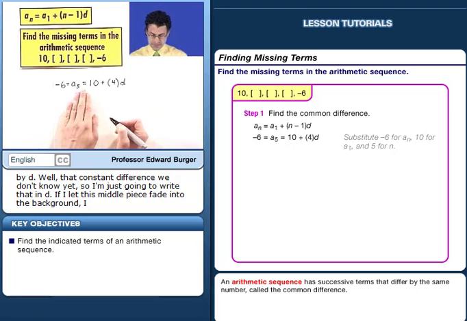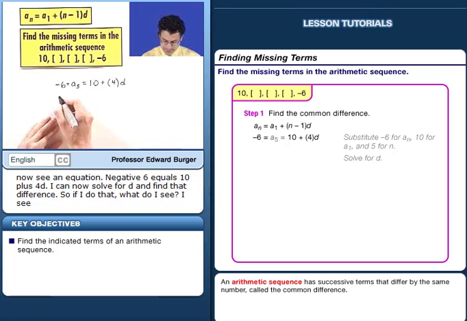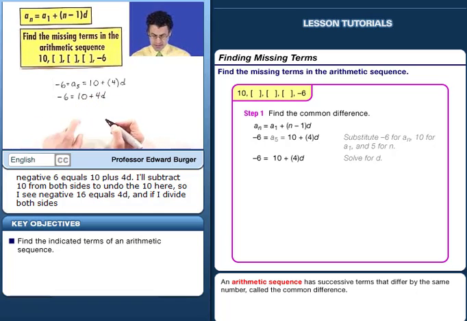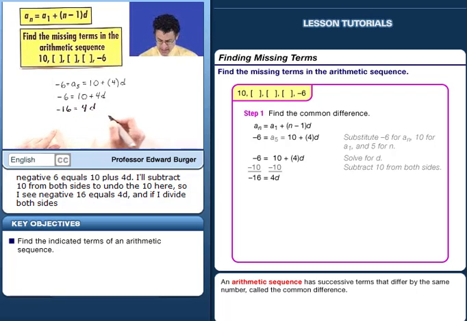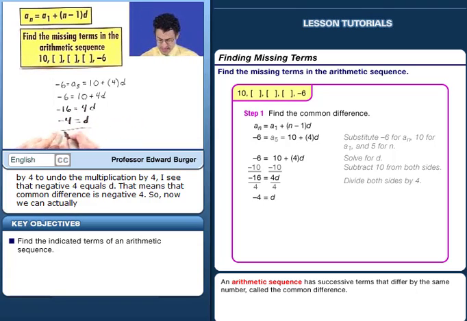If I let this middle piece fade into the background, I now see an equation. -6 equals 10 plus 4d. I can now solve for d and find that difference. So if I do that, what do I see? I see -6 equals 10 plus 4d. So I'll subtract 10 from both sides to undo the 10 here. So I see -16 equals 4d. And if I divide both sides by 4 to undo the multiplication by 4, I see that -4 equals d. That means that that common difference is -4.